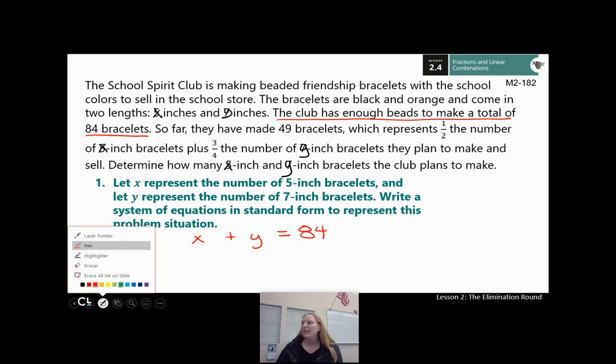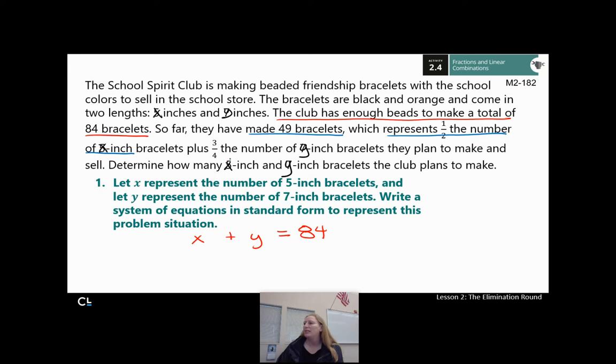Okay, well, that was great. But wait, there's more. Order now, and we'll throw in another equation absolutely free. Now, this is the other side. So far, they've made 49 bracelets, which represents half of the 5-inch bracelets, plus 3/4 of the 7-inch bracelets. So I know together I've got 49, right? That's how many they've made so far. And that's half of my 5-inch bracelets, my x, plus 3/4 of my 7-inch bracelets, my y.